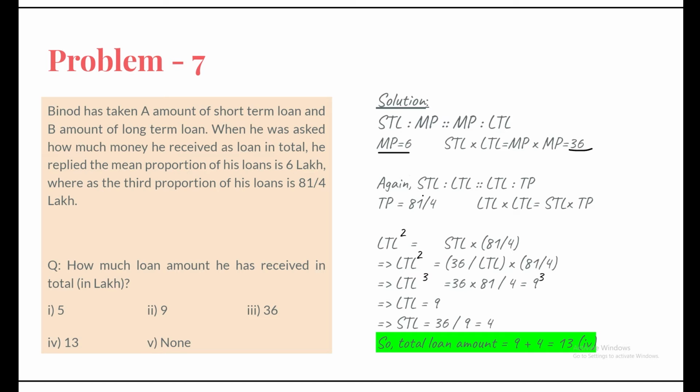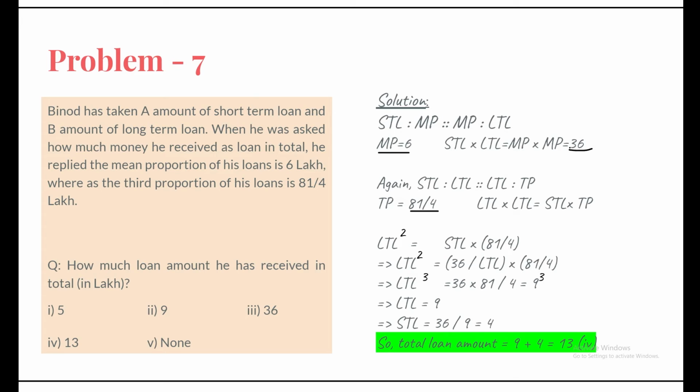Again, for third proportion, the first value is short-term loan, the second value will be long-term loan and the third value will be the third proportion. So the proportion will be short-term loan is to long-term loan as long-term loan is to the third proportion. And in the question it is given that the third proportion is 81 by 4. Again the same formula, the multiplication of means is equal to the multiplication of the extremes. So we know the value of the third proportion. Now we just put the value of the third proportion and the value of short-term loan from the previous equation we got here.